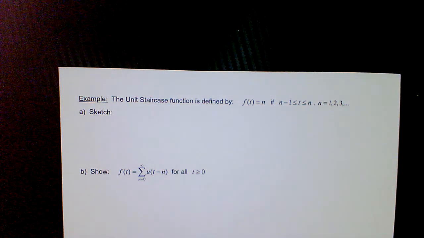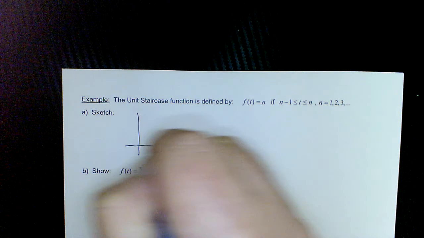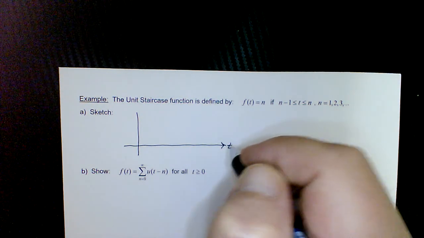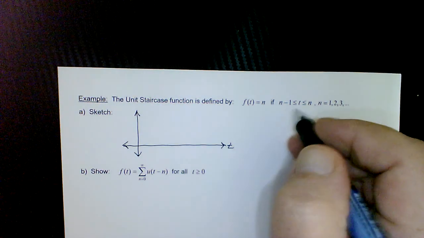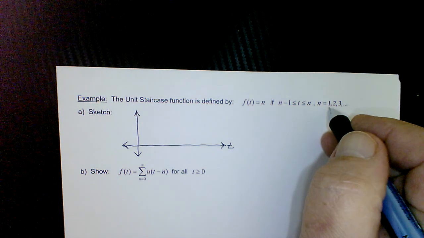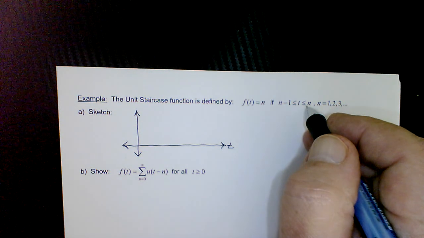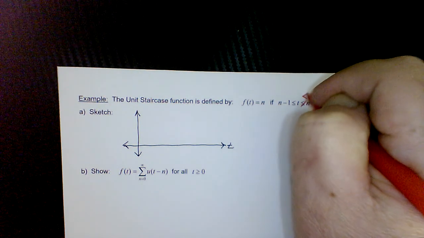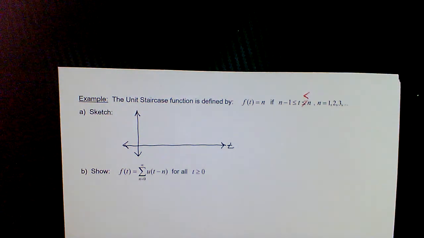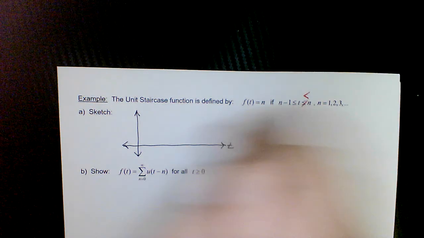And so the first thing we'll do is sketch the function, and it looks like the name suggests, the unit staircase. That is, if we have our t-axis, it's basically saying, okay, first consider we're starting when n equals 1. So between 0, equal to 0, and less than 1. This should be strictly less than, sorry. So that should be strictly less than. Equal to 0 but not equal to 1, it's going to be the value of n, which is 1.